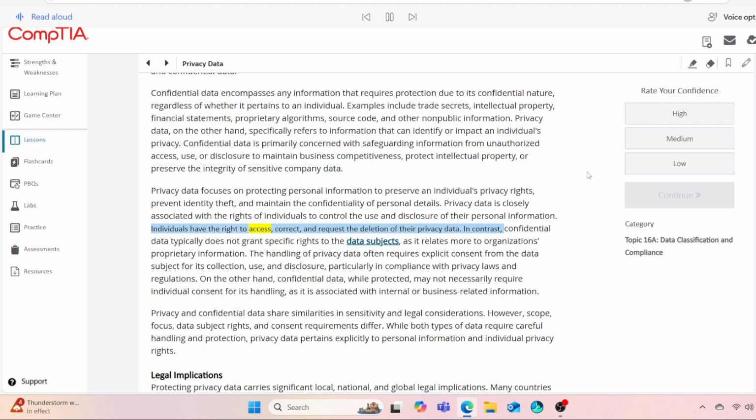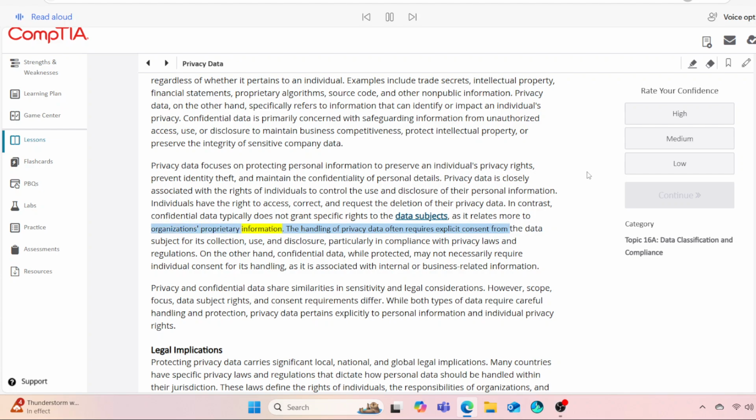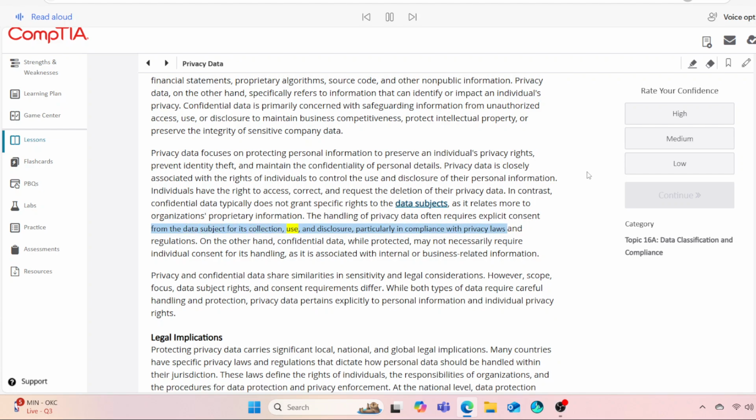Individuals have the right to access, correct, and request the deletion of their privacy data. In contrast, confidential data typically does not grant specific rights to the data subjects, as it relates more to organizations' proprietary information. The handling of privacy data often requires explicit consent from the data subject for its collection, use, and disclosure, particularly in compliance with privacy laws and regulations.